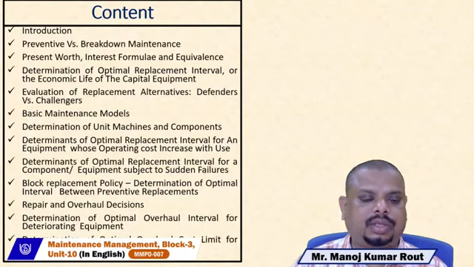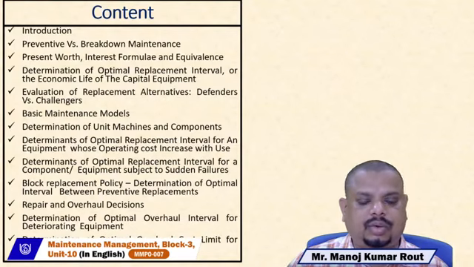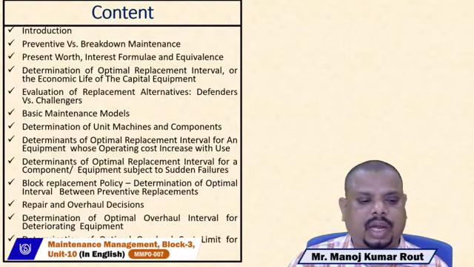Then the next content is the determination of the optimal replacement interval of a component or equipment subject to sudden failures. Then block replacement policies, which basically include the determination of the optimal interval between preventive replacements. Then repair and overhaul decisions with reference to preventive and breakdown maintenance. The next content is the determination of the optimal overhaul interval for deteriorating equipment and the optimal overhaul cost limit for deteriorating equipment. So these are the contents of today's session.